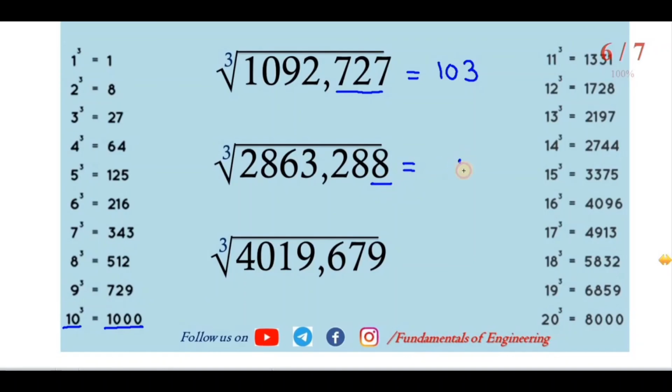If 8 is there, we are getting 2. If the question's unit digit number is 8, our answer digit number will be 2. If the question's unit digit number is 2, our answer digit number is 8. We have seen the example. So don't consider these 3 numbers. Next number 2863, which is near to what perfect cube? 2744 is the perfect cube of 14, which is near to this number 2863.